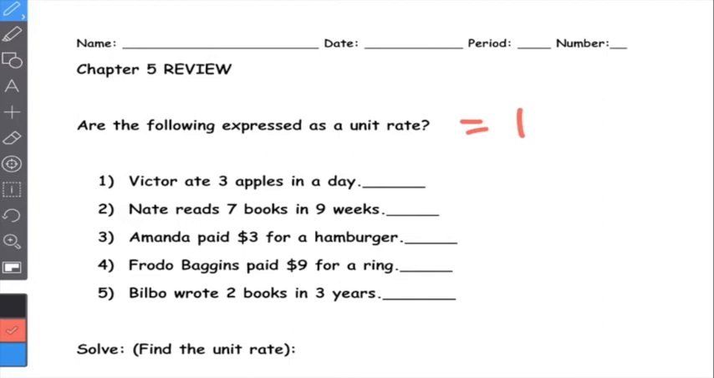So let's go through these. Victor ate 3 apples in a day. So a day is 1. So yes, that is a unit rate. And you could just put Y or N.